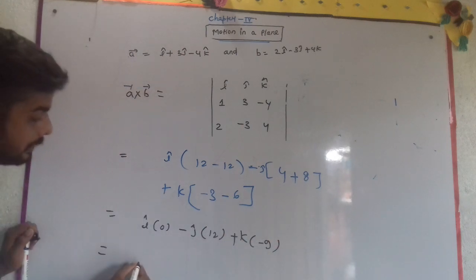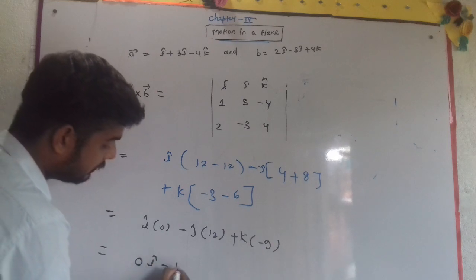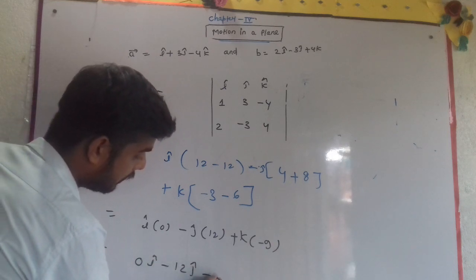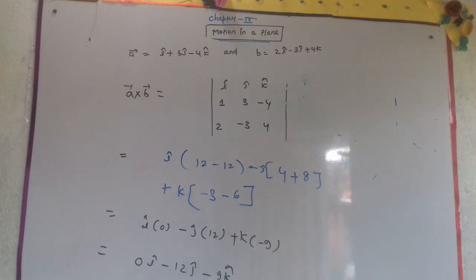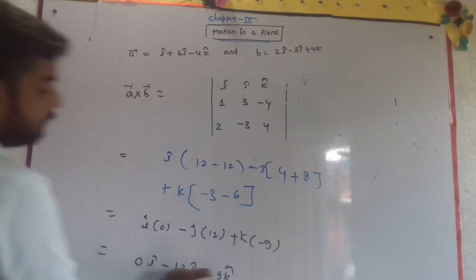So what will be our answer? 0i minus 12j plus minus 9k. Minus 12j and minus 9k will be our answer.